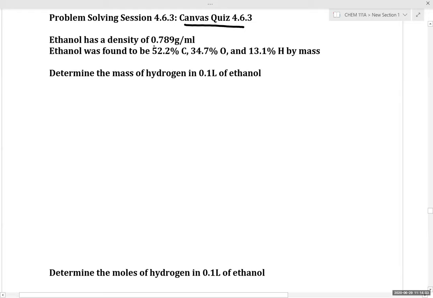Let's look at the following problem. Ethanol has a density that's given here. Ethanol has the following mass percentages of each element by mass. I'd like you to determine the mass of hydrogen in 0.1 liters of ethanol, and I'd like you to determine the moles of hydrogen in 0.1 liters of ethanol.